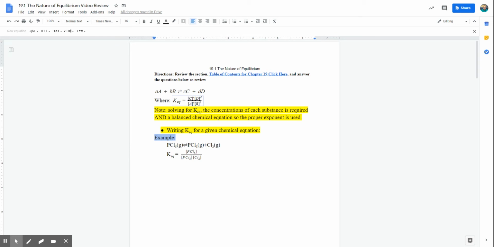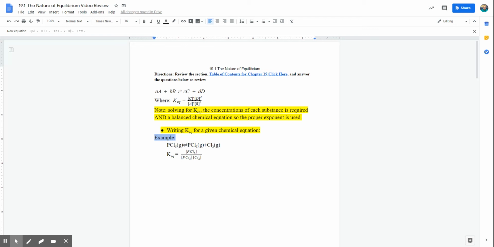So in my example right here, I have phosphorus pentachloride, and it's going to decompose into phosphorus trichloride and chlorine gas. So to write the equilibrium constant, you would just write KEQ. Again, there are no values for this because this is just how to write the equilibrium constant. In the next part, I'll show you how to plug in the numbers.